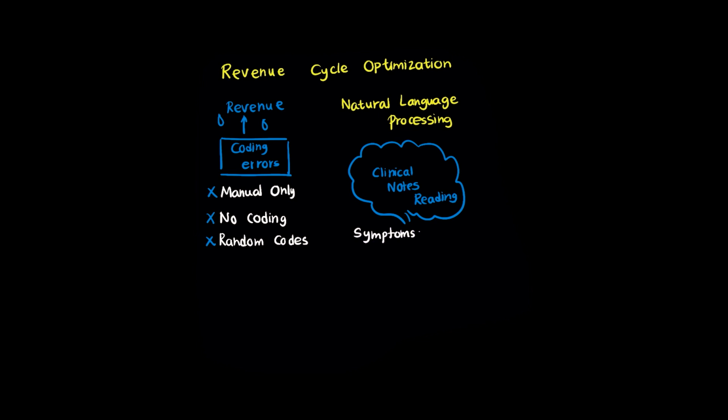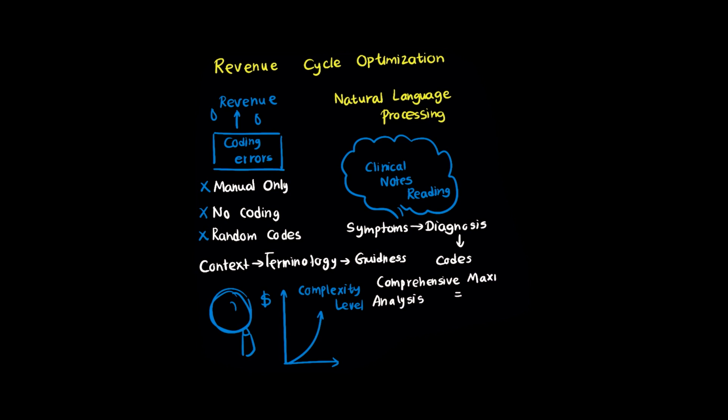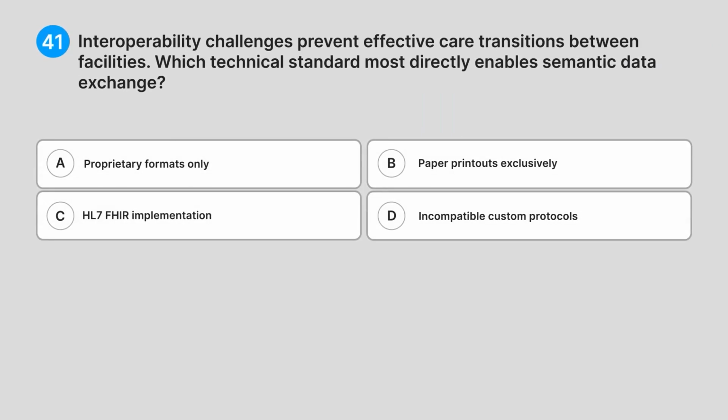When a physician documents patient presented with chest pain radiating to left arm with diaphoresis, NLP recognizes potential acute MI and suggests appropriate codes. It catches missed comorbidities that increase reimbursement. It identifies documentation that supports higher complexity levels. Unlike basic tools that just look up codes, NLP comprehensively analyzes the entire record. More accuracy, more revenue, less audit risk.